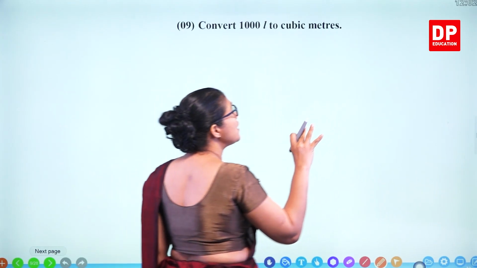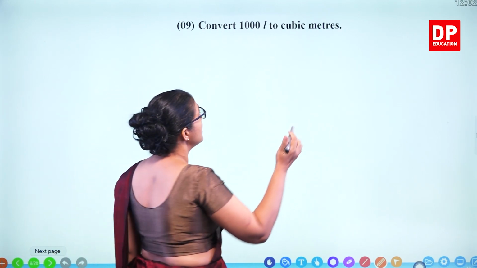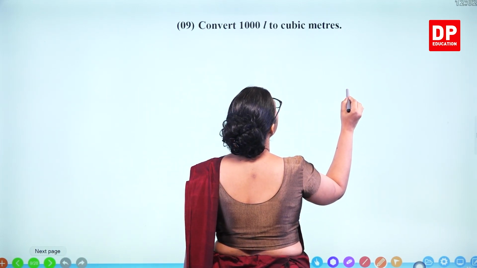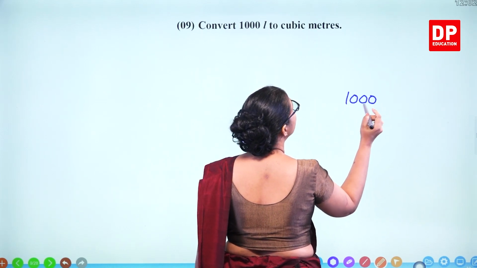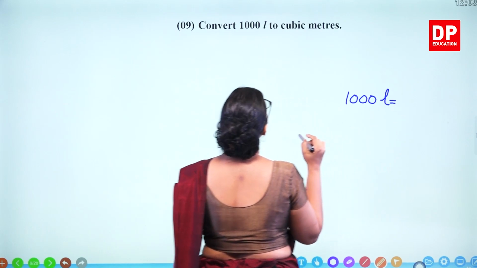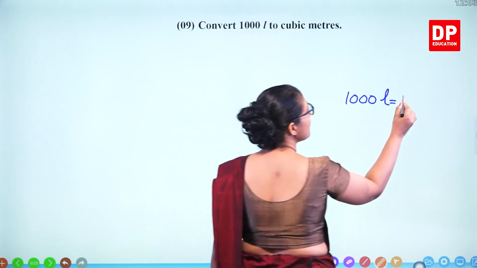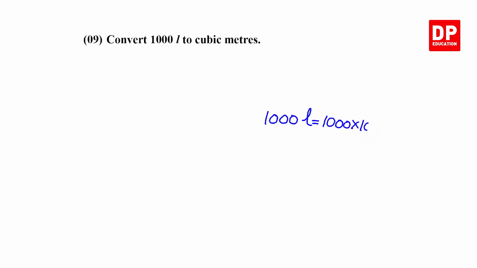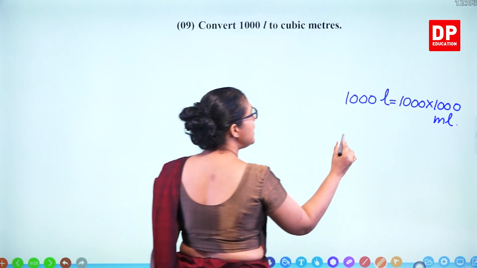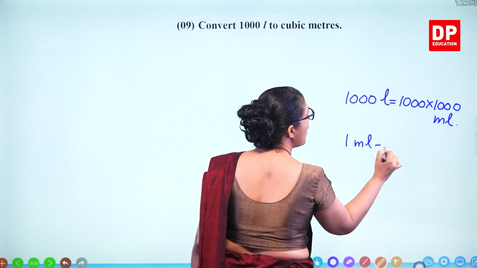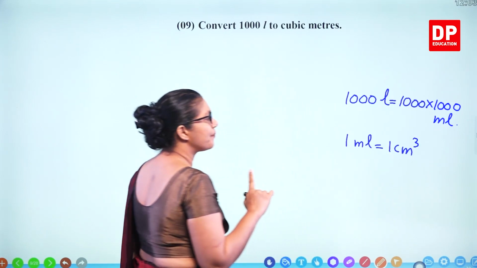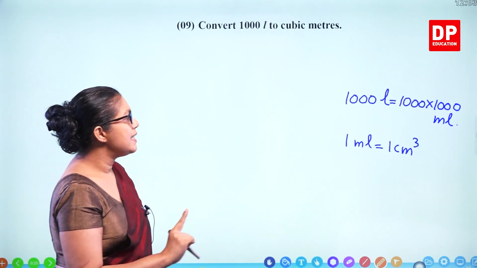Question number 9. Convert 1000 liters to cubic meters. What's the conversion? First we'll convert to cubic centimeters. We know 1000 liters is how many milliliters? 1000 into 1000 milliliters. And also we know 1 milliliter and 1 cubic centimeter are the same. So cubic centimeters and milliliters both are the same.